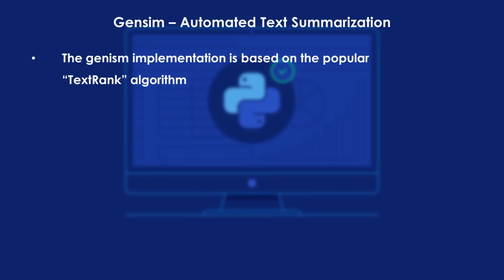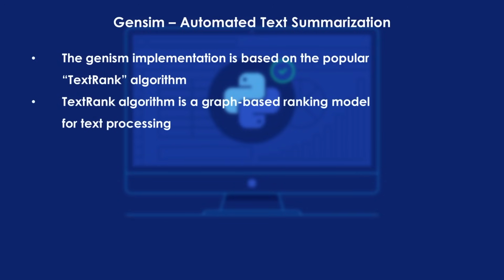The Gensim implementation of text summarization is based on a popular algorithm called TextRank. The TextRank algorithm is a graph-based ranking model for text processing. An important aspect of TextRank is that it does not require deep linguistic knowledge, which means the TextRank model is highly portable to any other domain or language. If you have built a model using the English language, you can use the same algorithm for a different language without any further major changes.